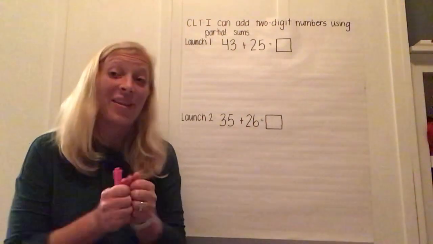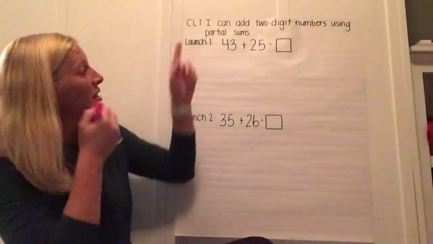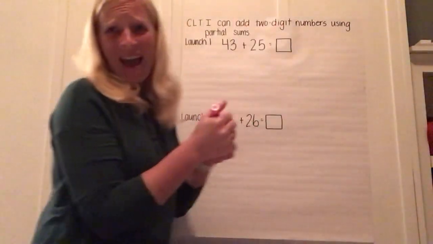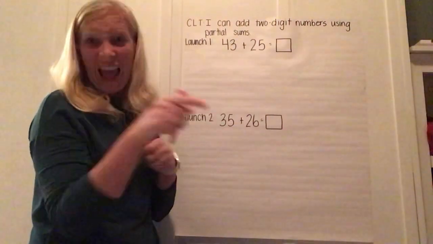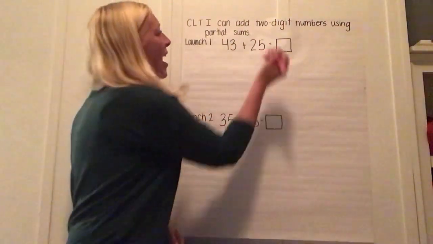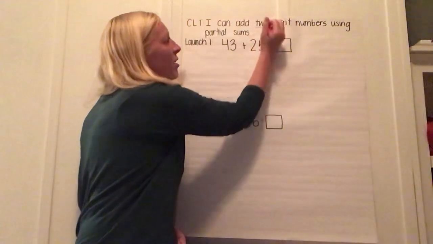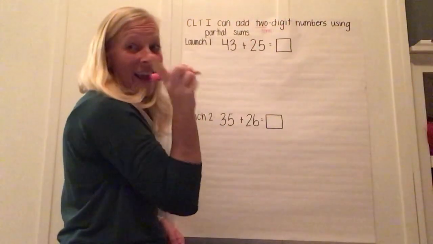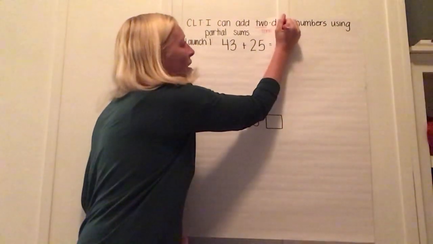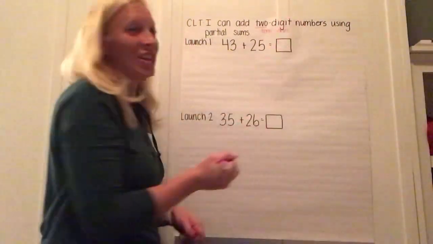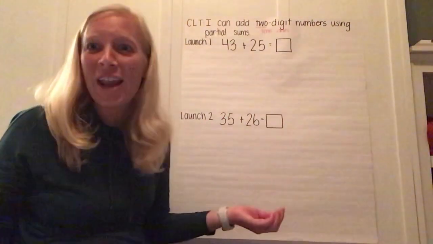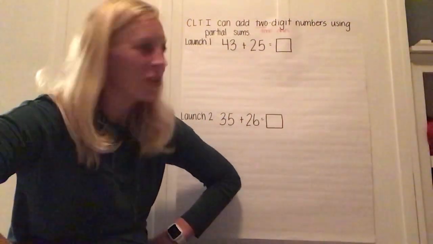But we're going to be adding those numbers together. So when we say two-digit numbers, what kind of digits do they have? Yes, when we have a two-digit number, they have a tens digit and a ones digit. Absolutely. Do they have any hundreds? No, those are three-digit numbers.